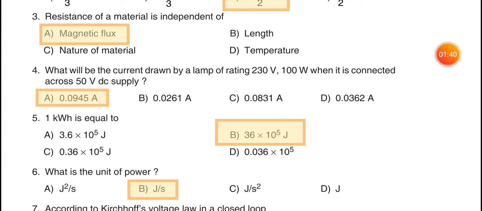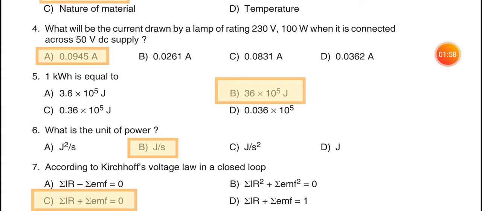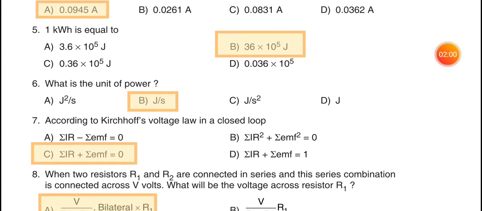Fourth question. What will be the current drawn by a lamp of rating 230 volt, 100 watt when it is connected across a 50 volt DC supply? Answer option A, 0.0945 ampere. Fifth question. 1 kilowatt hour is equal to option B, 36 into 10 raised to 5 joule.